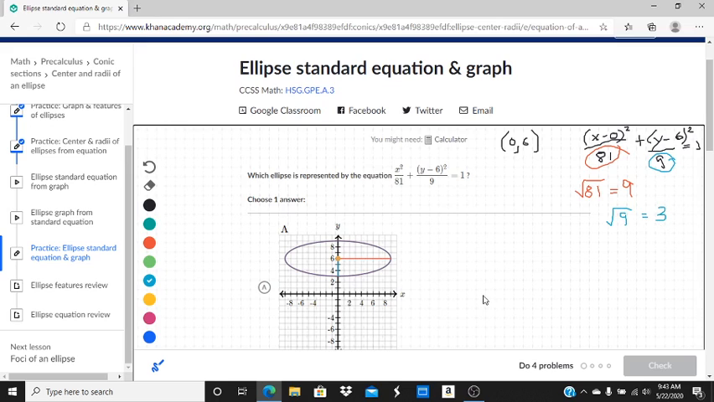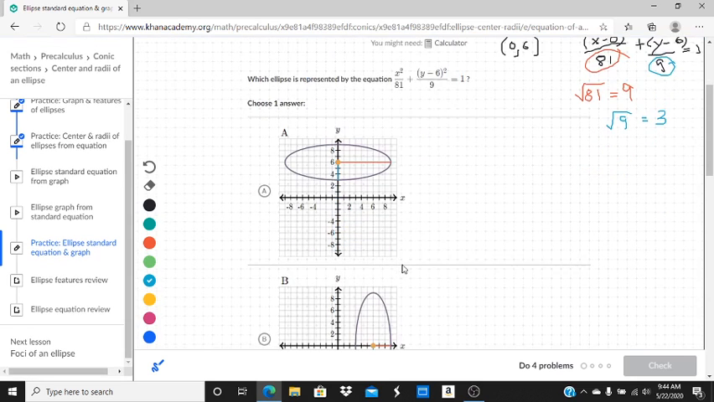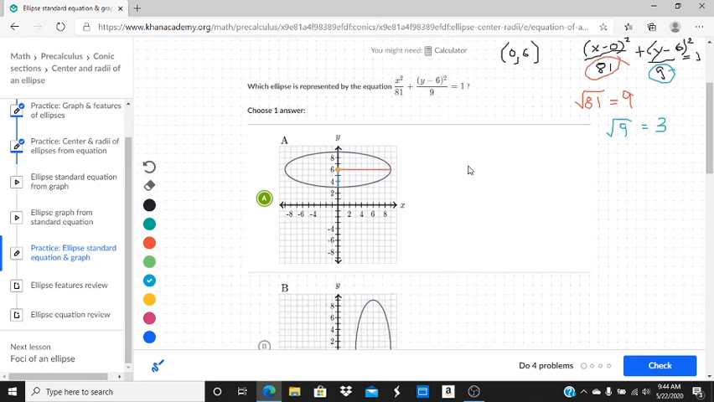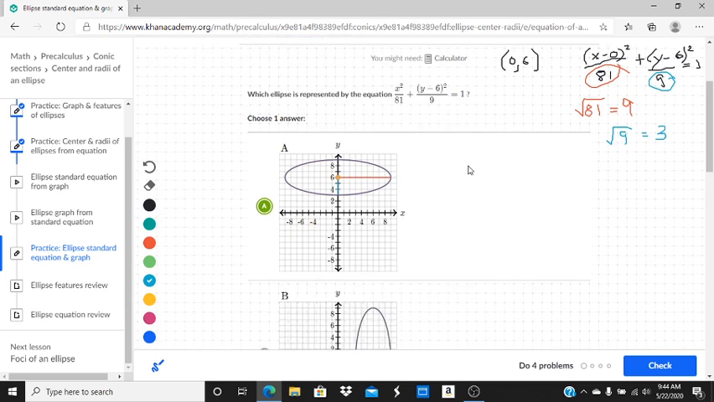So let's look at A. A is centered at (0, 6). The center is here. The semi-major axis is 9, and the semi-minor axis is 3. So A is actually our solution. And let's take a look at the other ones and show you why they are not.